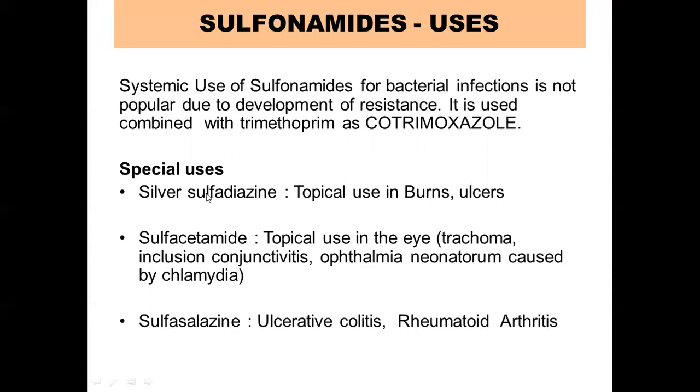For example, silver sulfadiazine is one of the common topical agents used for burns and ulcers. You will see this particular cream being used in surgery departments. If you ever go to your clinical postings, you will see this being used for patients with burns and ulcers. Then sulfacetamide eye drops are used for trachoma, inclusion conjunctivitis, ophthalmia neonatorum. All these eye infections are caused by chlamydia. Sulfasalazine is used for ulcerative colitis and rheumatoid arthritis. So these are some of the special uses of sulfonamides which are resorted to nowadays.